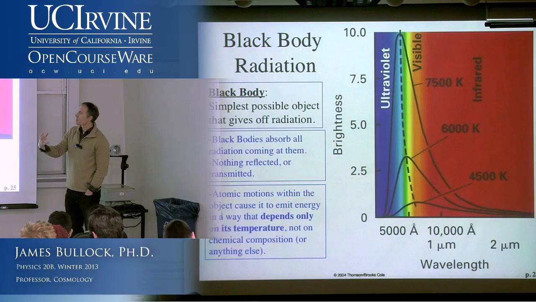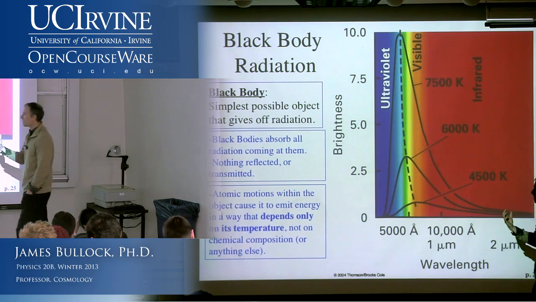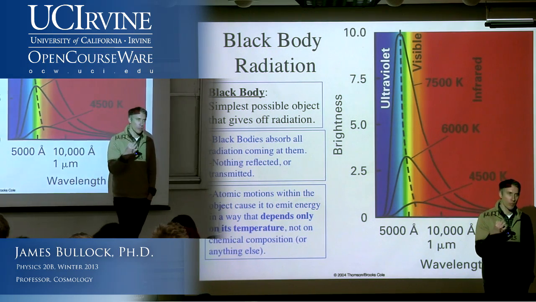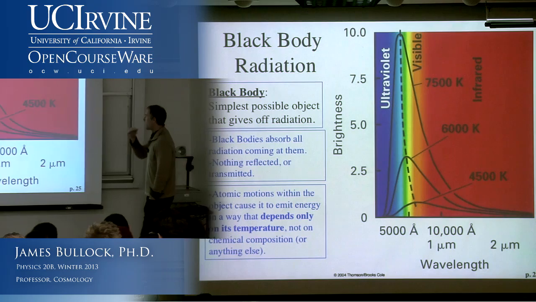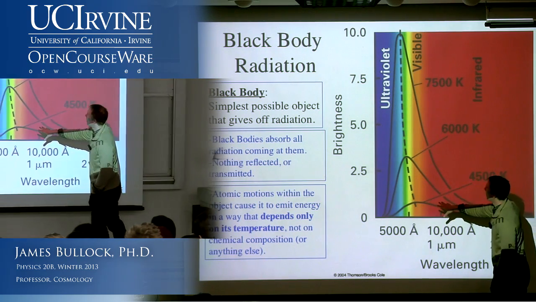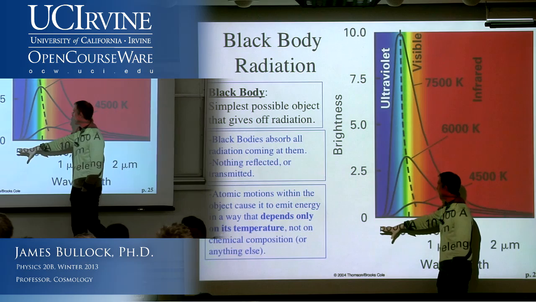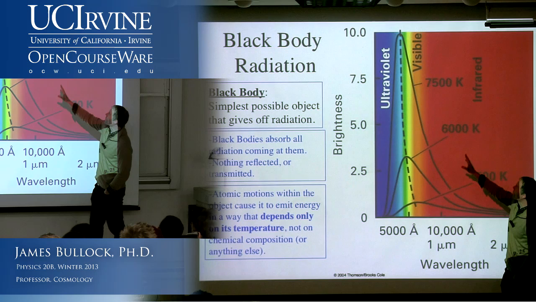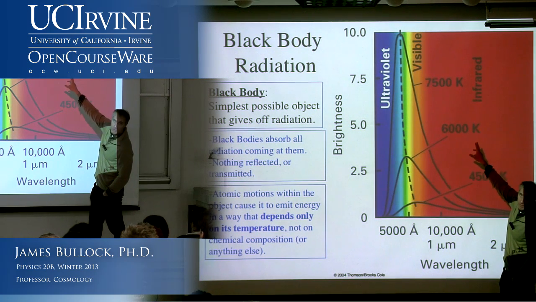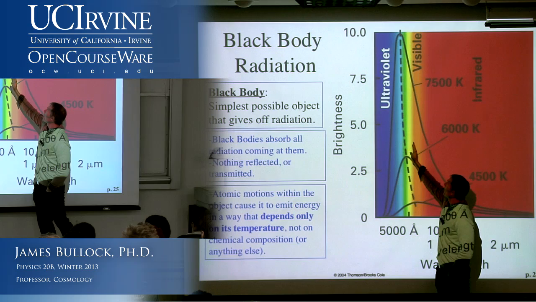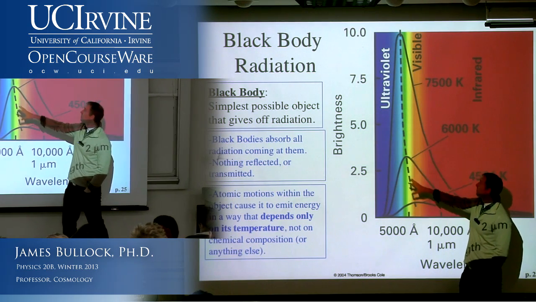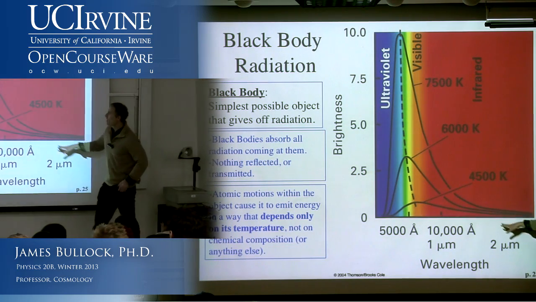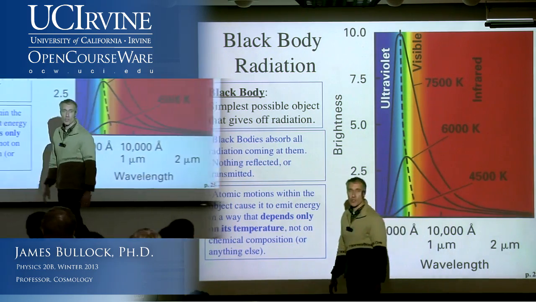And the atomic motions within this object cause it to emit energy, that is, emit light, in a way that depends only on its temperature. And here are some examples of black body spectra. What's shown here is the brightness as a function of the wavelength of the light that's coming out. If you have something that's very hot, like 7,500 Kelvin, it will emit its light, peaking somewhere in the light blue, towards green. Whereas something cooler than that, say 4,500 Kelvin, is moving into sort of the orange.